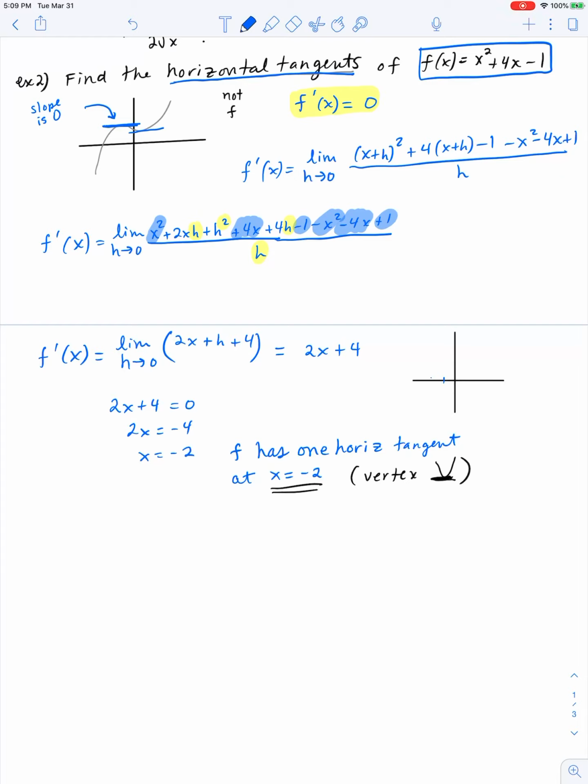So at x equals -2, we probably should find the vertex. Well, we know x. What is f of -2? If we plug that in, we have 4 minus 8 minus 1, plugging in from that function, which is -5. So if I make this scale 3, 4, 5, then here's our parabola pretty much. And you can see that the horizontal tangent is going to be right here when x is -2.